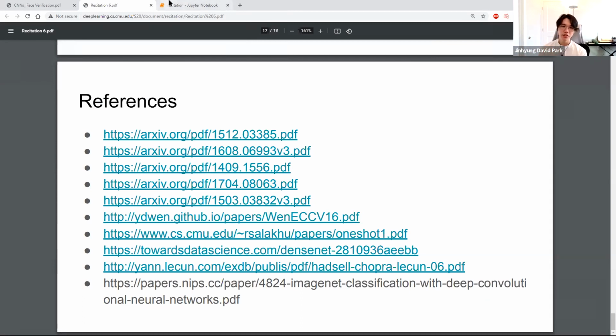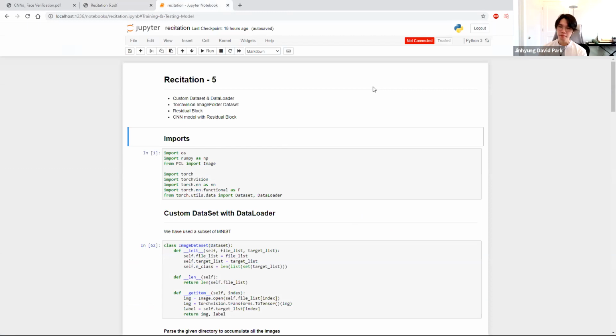All right, if there are no questions, I'll move on to the Jupyter notebook. In this notebook, we'll be talking about a custom dataset, the image folder dataset, and the data loader. We'll have an example of a residual block and a CNN model with a residual block.